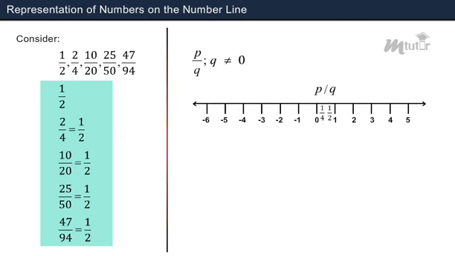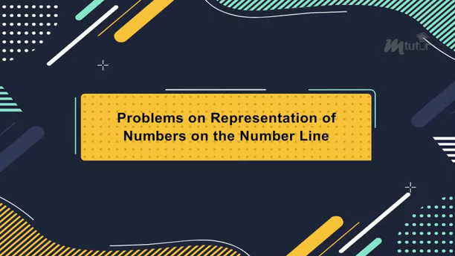However, when we represent p by q on the number line, we assume that q is not equal to 0, and that p and q have no common factors other than 1. So, on the number line, among the infinitely many fractions equivalent to 1 by 2, we will choose 1 by 2 to represent all of them. Hope you are clear now. Now, let us try solving a few problems. Problems on representation of numbers on the number line.